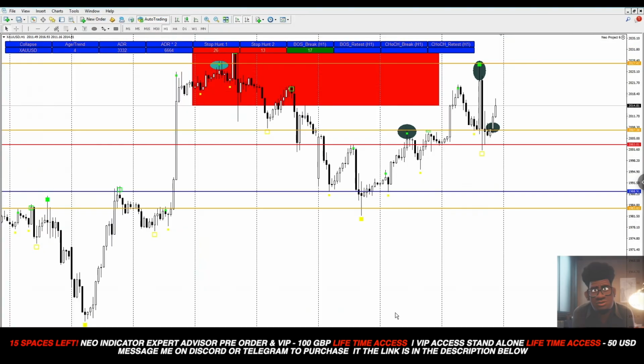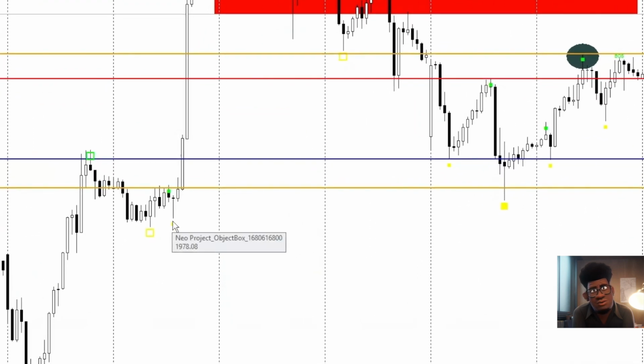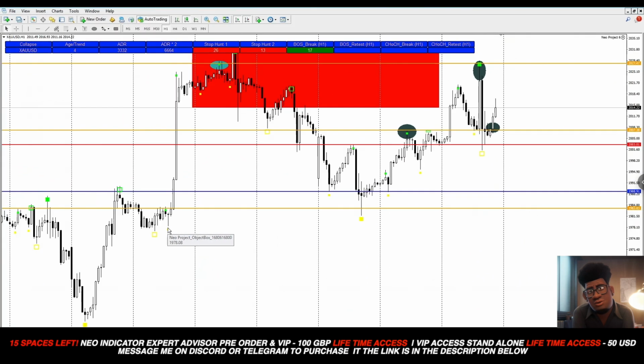Okay, so right now you can see I'm on my MT4 chart and I have the Neo indicator / expert advisor on the chart showing me what I could be looking for on gold in terms of my key levels. So as I explained in the last video, these squares that you see on the chart are printing out all of the market structure areas where gold could possibly buy or sell from if we see a rejection, a break of structure, or a change of character from that area.